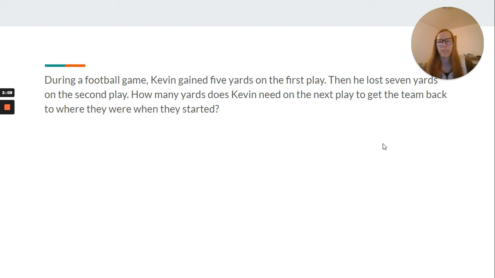All right, so here we have Kevin. During a football game, Kevin gained 5 yards, so add 5 on the first play. Then he lost 7 yards on the second play, so minus 7. How many yards does Kevin need on the next play to get the team back to where they were when they started? We have 5 plus a negative 7 equals a negative 2. Then negative 2 plus 2 equals 0. So he needs 2 more yards to get back to where they started, or the 0, I guess, too. Okay?